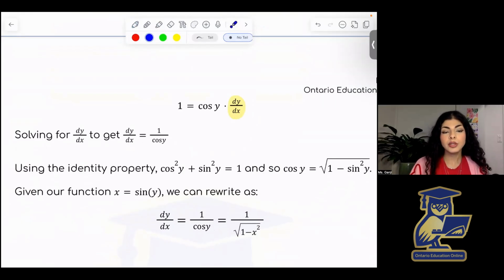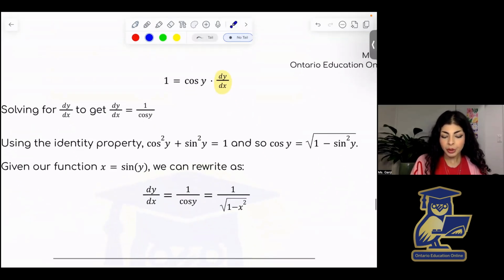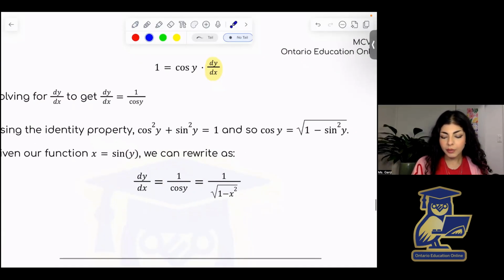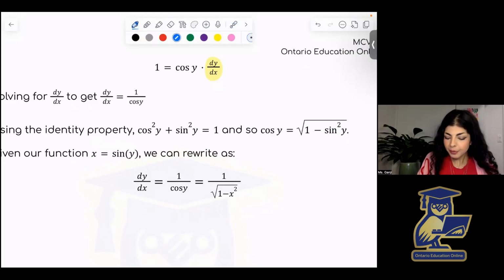So now here, I do have a simple enough expression that I actually will try to write it in terms of x, and how I'm going to do that is by using one of the properties of trig, which is the identity property. Knowing that cosine squared of y plus sine squared of y is equal to 1, then we can write that cosine of y is equal to the square root of 1 minus sine y squared. But sine y was our original function, which was x equals sine of y. So this part is x squared.